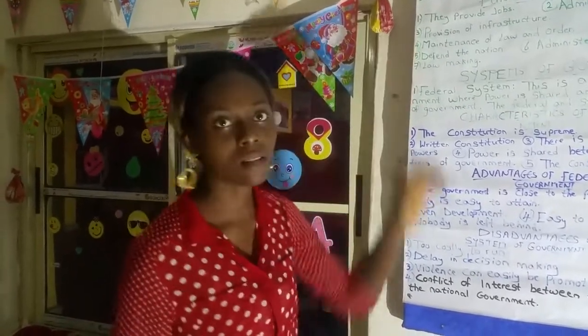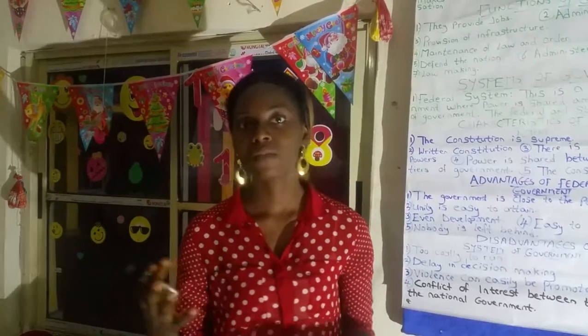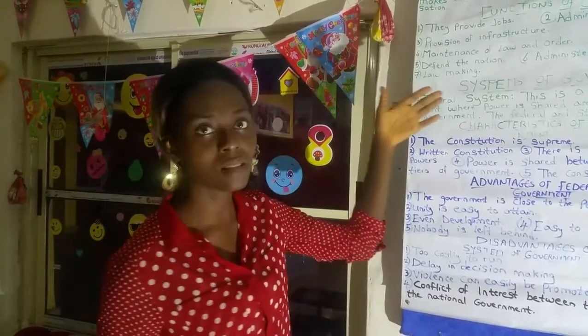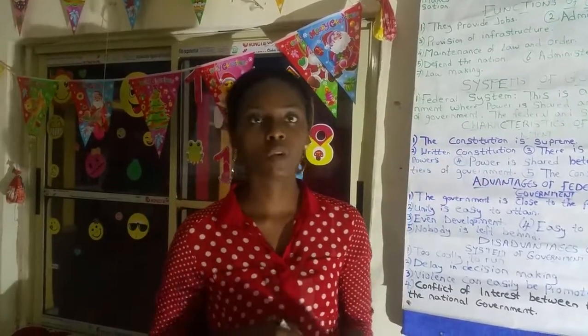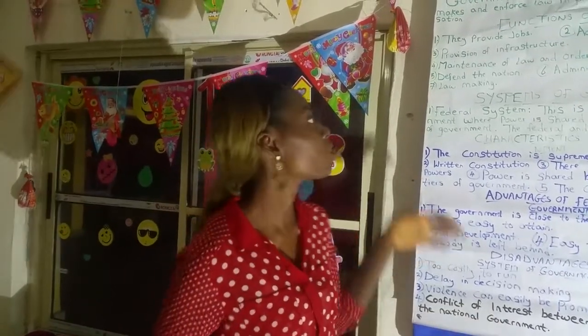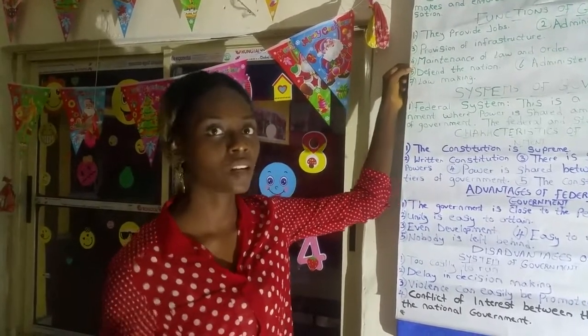Number three, maintenance of law and order. As we all know from our previous class, we have laws, the rule of law. It's the government's duty to maintain these laws. If not, when someone commits an offense and he or she is not punished, the law will not take hold. So it's the government's duty to maintain law and order in our society.